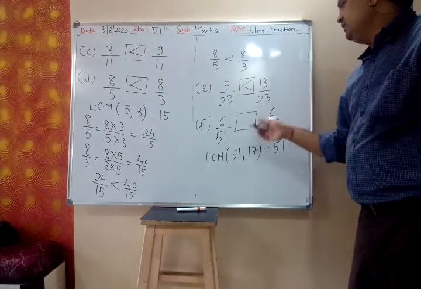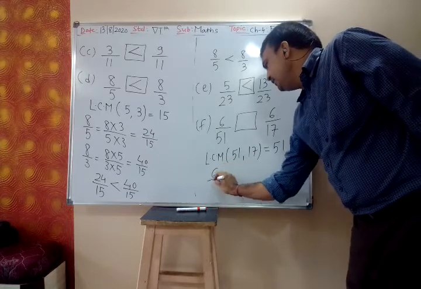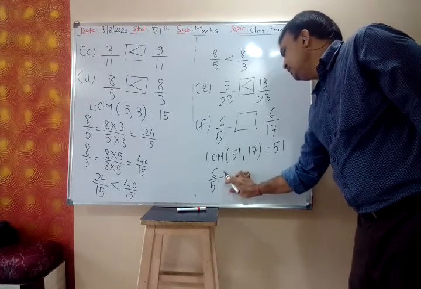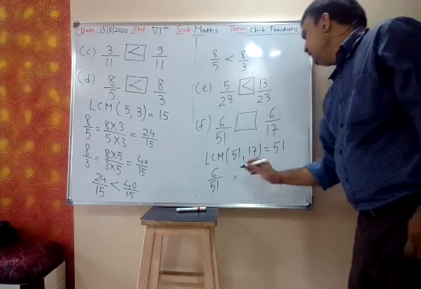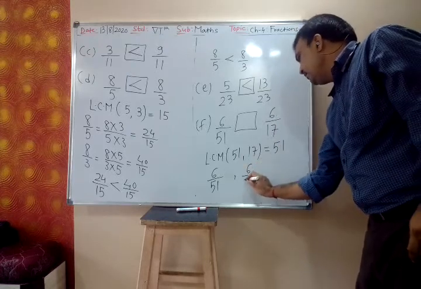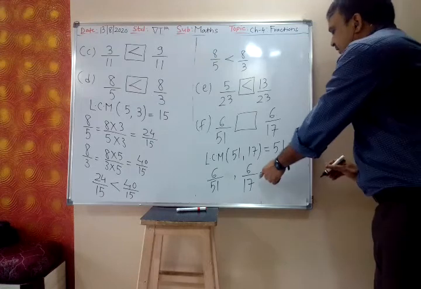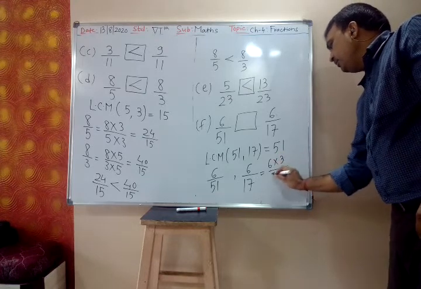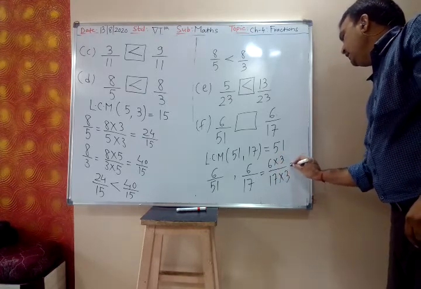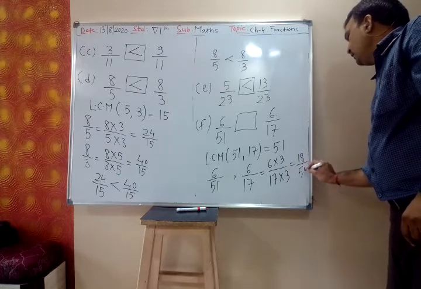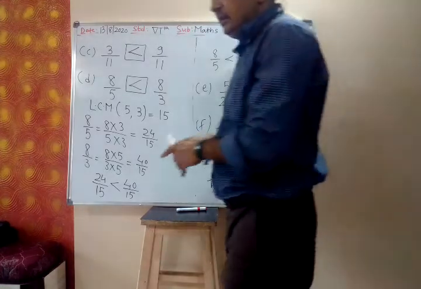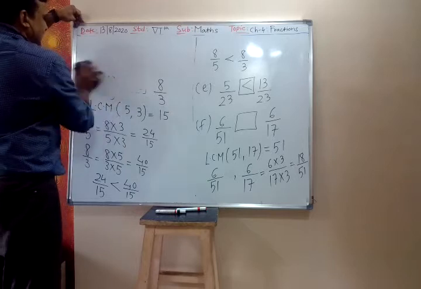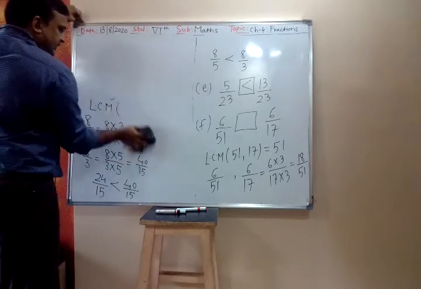So 6 upon 51 already has denominator 51, so there is no need to change this. Then 6 upon 17: I will have to make the denominator 51, so I will multiply 17 by 3. So 6 into 3 upon 17 into 3, which is 18 upon 51. So 6 upon 51 and 18 upon 51.